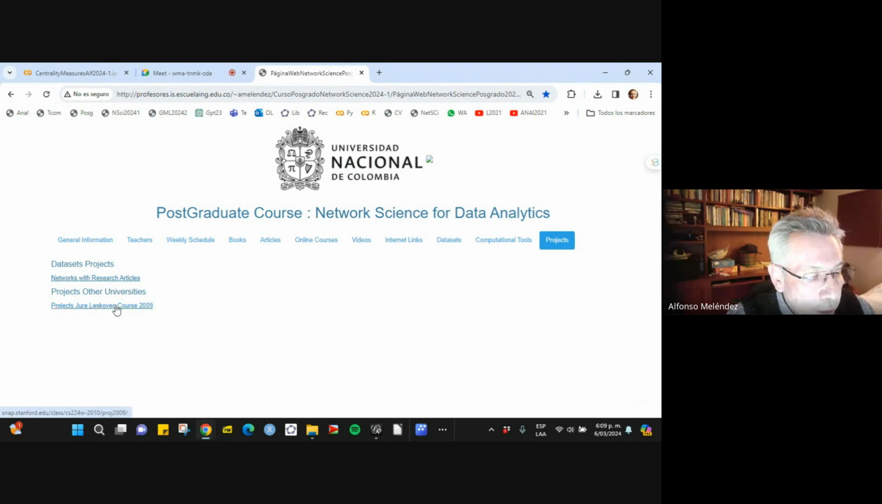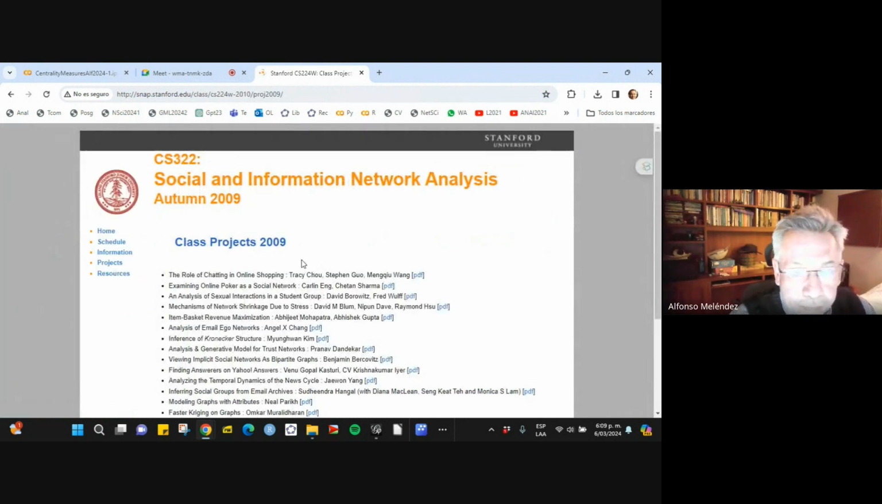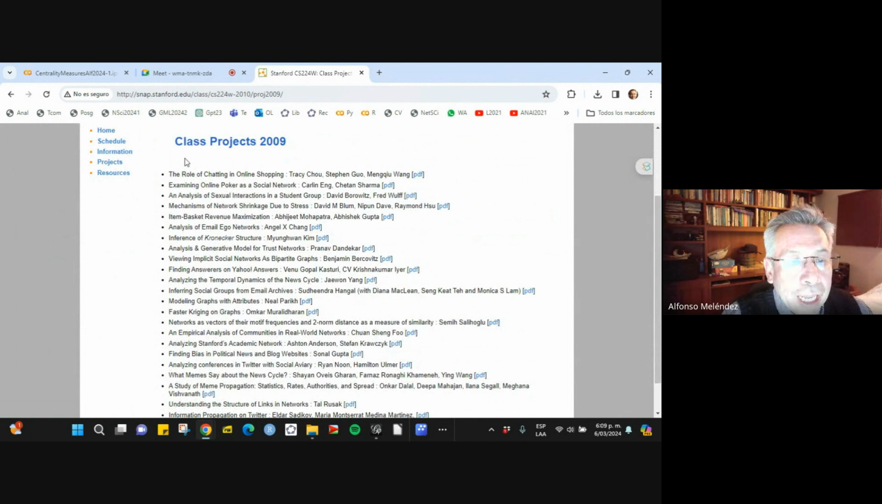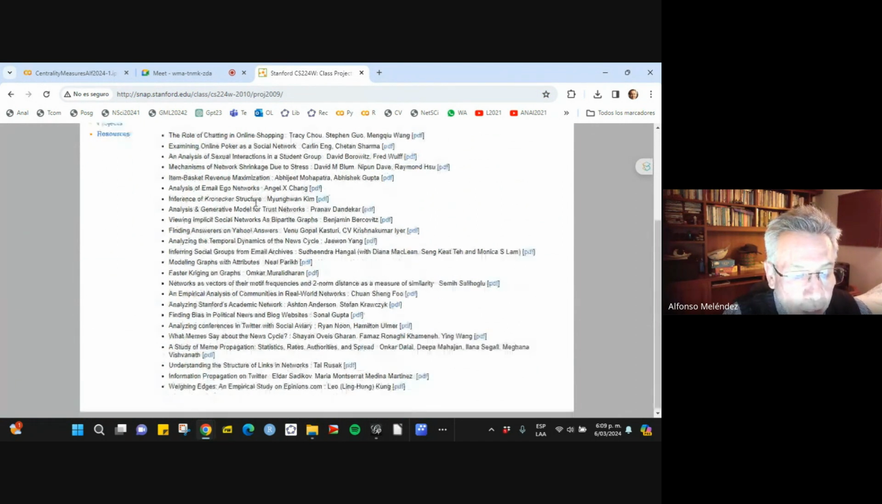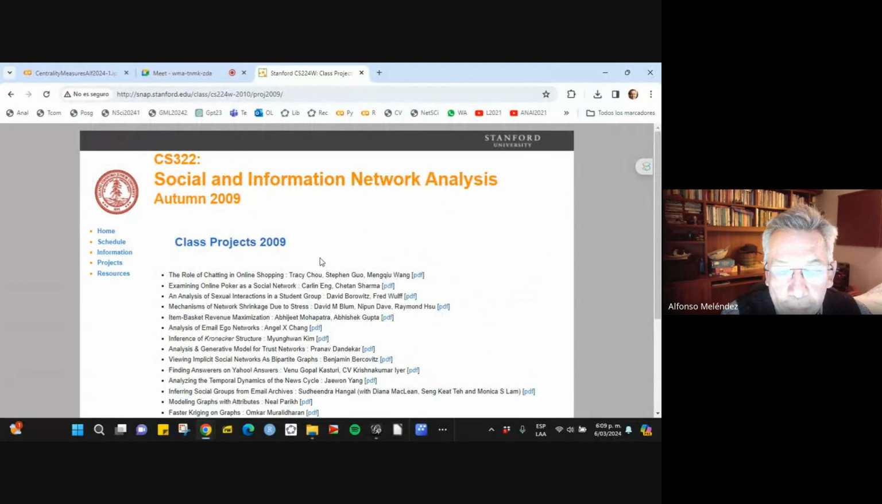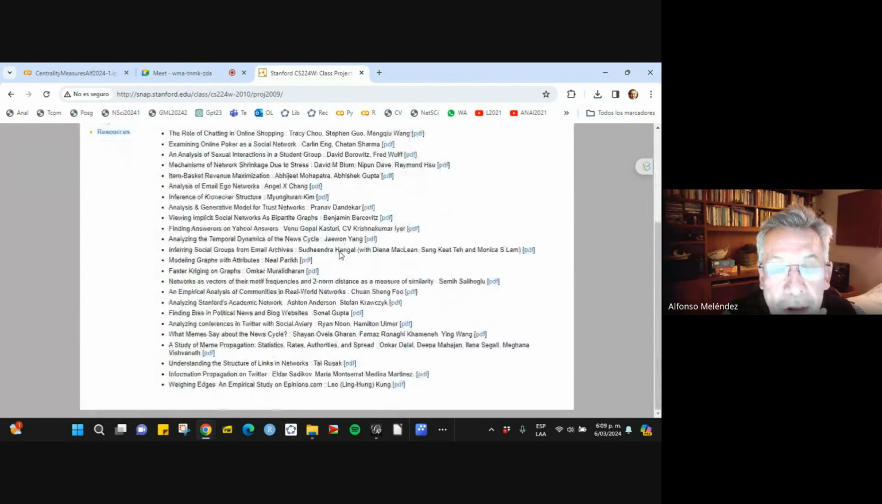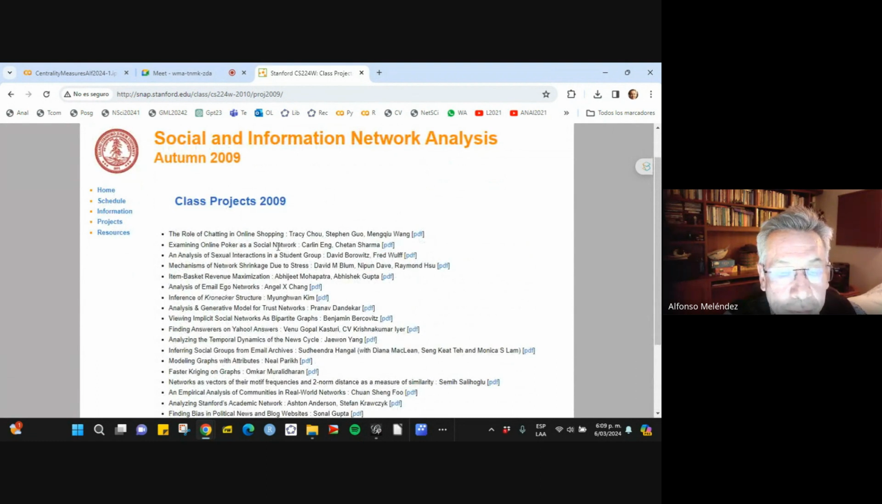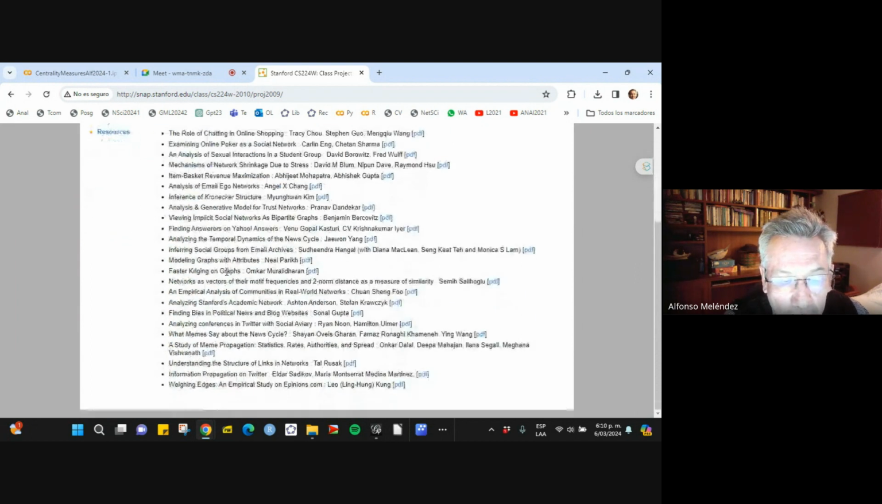This is this other link. It's Stanford University class projects of 2009. A lot of projects that the students of a postgraduate course in network science made. And here are the students, the title of the article, and the PDF of the articles. There are a lot. For example, examining online poker as a social network, mechanism of network shrinkage due to stress.